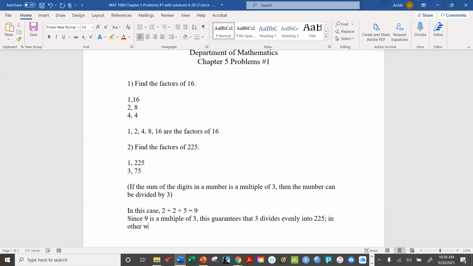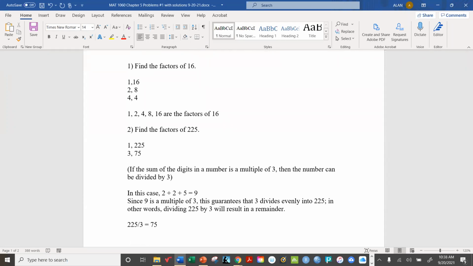In other words, dividing 225 by 3 will result in a remainder of 0. And in fact, 225 over 3 does equal 75. So there's no remainder, and you can spot that right away. If you added up those digits, 2 plus 2 plus 5, what is that? 9. Oh, that's a multiple of 3. That means I can divide 225 by 3. 3, therefore, is a factor of this. And it always works. There's no number for which this fails to work. So just remember that 3 is a nice, easy one because you just add up those digits.